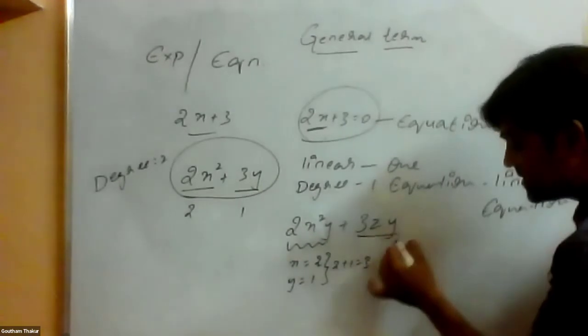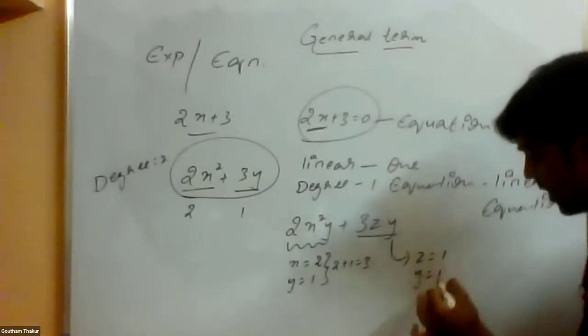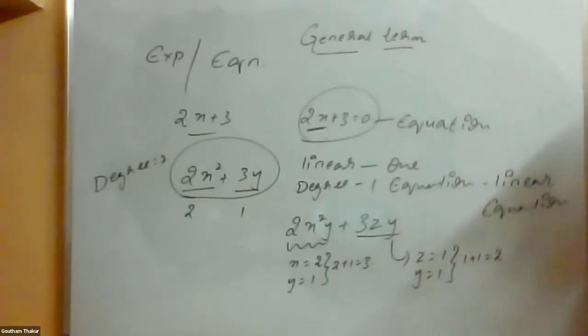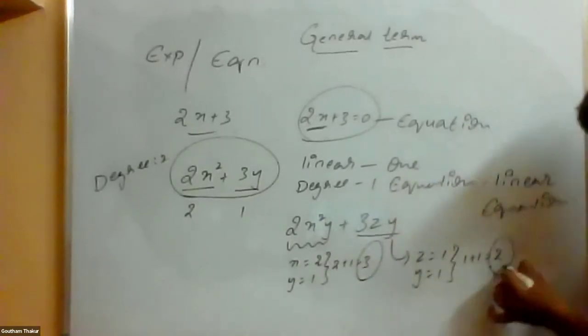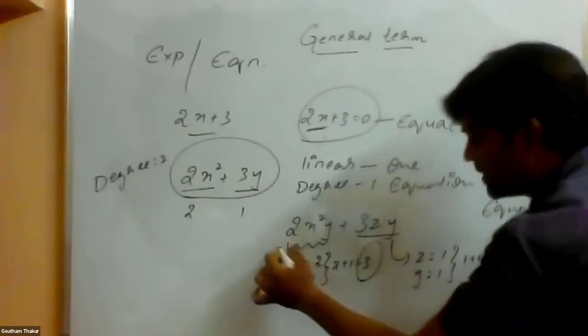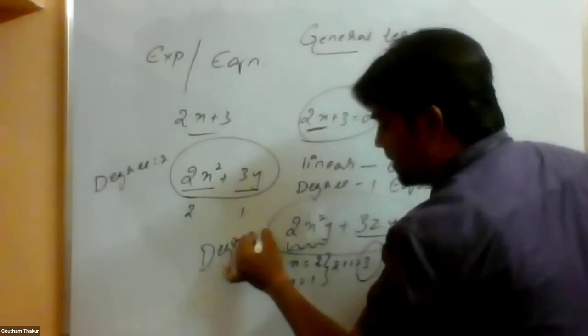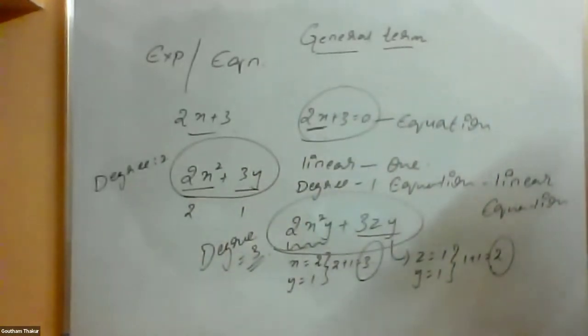And what is the degree of this? In the same way, degree of z is 1, degree of y is 1, sum of the degree is 2. Comparatively, which degree is highest? 3 is highest. So the degree of this entire expression is 3.